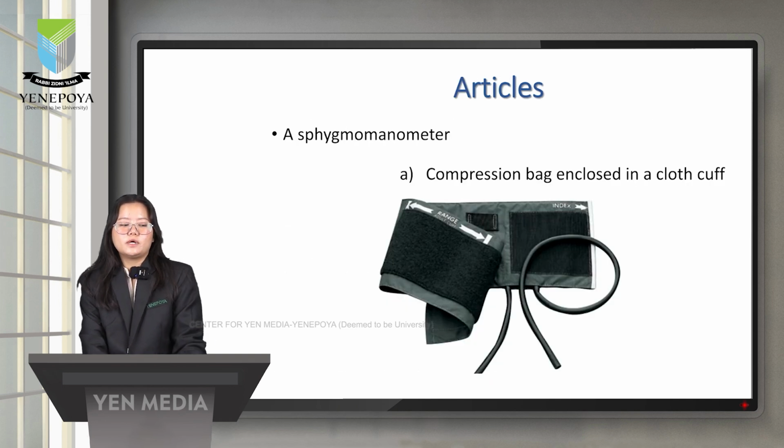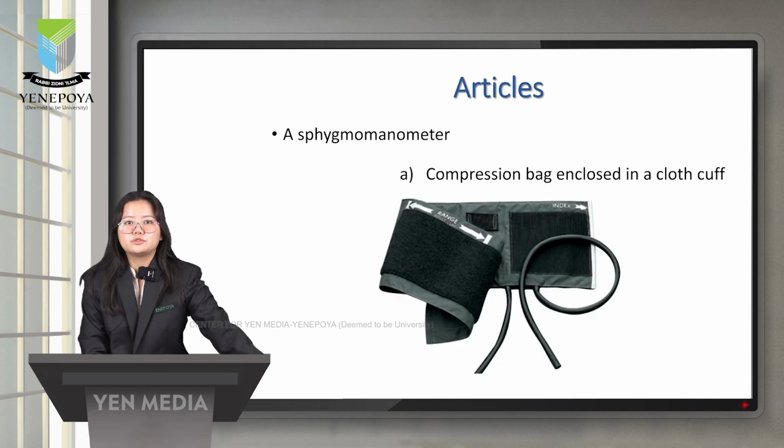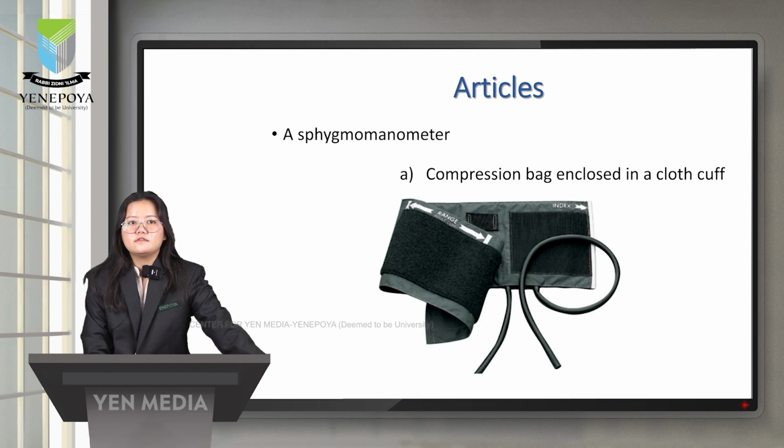So now what kind of articles do we need in order to check blood pressure? First is the main article, that is the sphygmomanometer. In layman's terms or in general we call it a BP monitoring machine, that is blood pressure monitoring machine. Under that we have the parts.